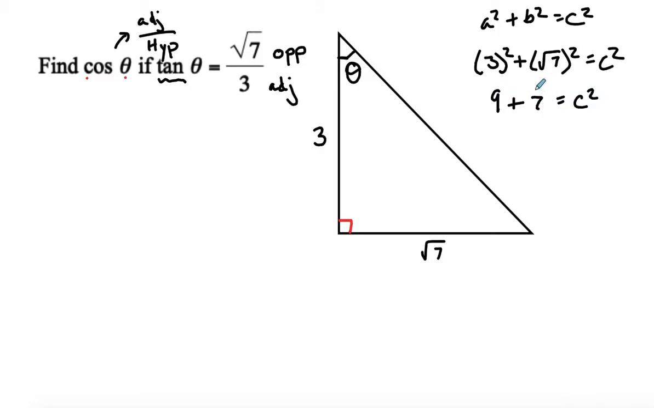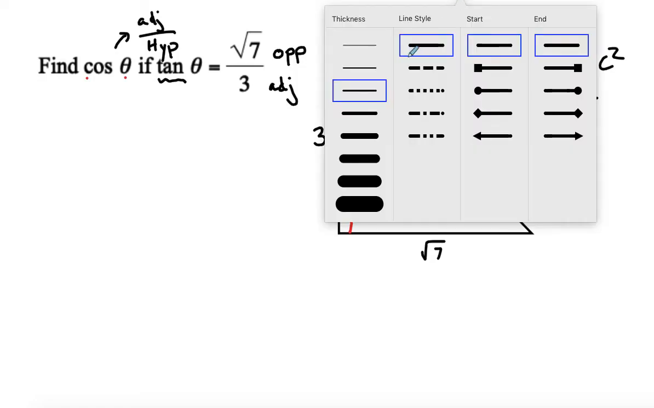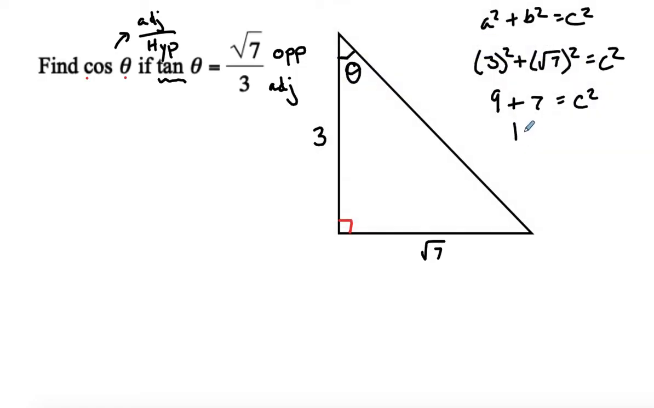Now, a lot of kids get stuck on why that becomes 7. Remember, the square root and the squared, these two pieces, are inverses of each other. They end up canceling each other out. So whenever you see a square root of a squared, or a squared of a square root, either way around, they cancel each other out. So in this case, we get 9 plus 7 equals c squared, or 16 is c squared, which means that c, or our hypotenuse, needs to be 4.